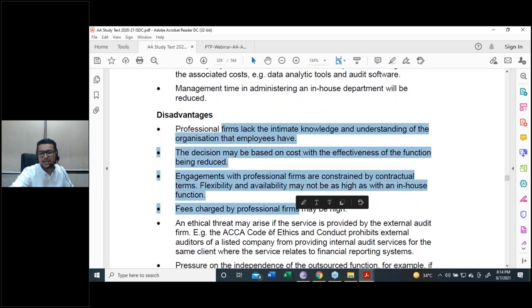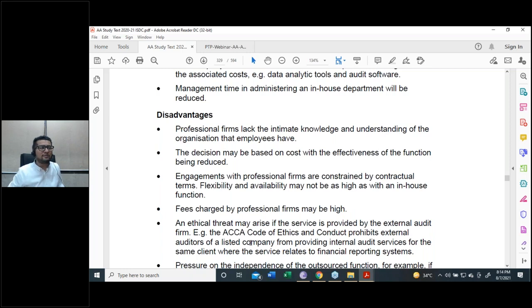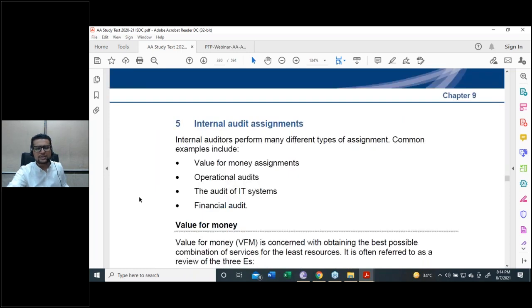But there are disadvantages as well. When you have outsourced the internal audit, they might not have good enough knowledge and experience of that particular company. They might not be that flexible, they might charge you an extraordinarily high fee. So these are the potential disadvantages. You've got to learn at least 3-4 advantages and 3-4 disadvantages. So this is internal audit.